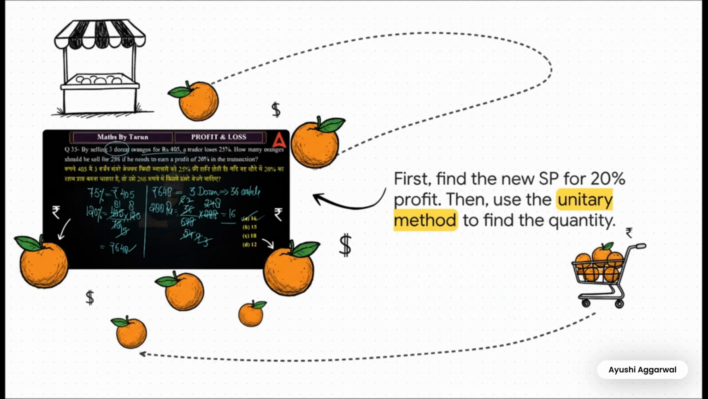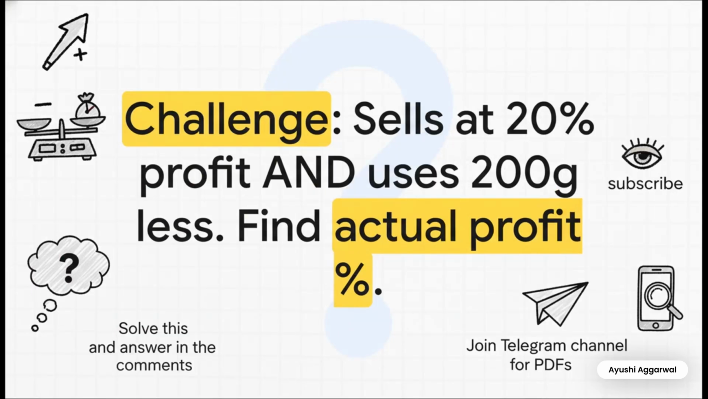Okay, now step 2 is easy. If he sells 36 oranges for 648, how many can he sell for 288? You just use a simple unitary method, and you'll find the answer is 16 oranges. Done. And that's a wrap on our deep dive into profit and loss.